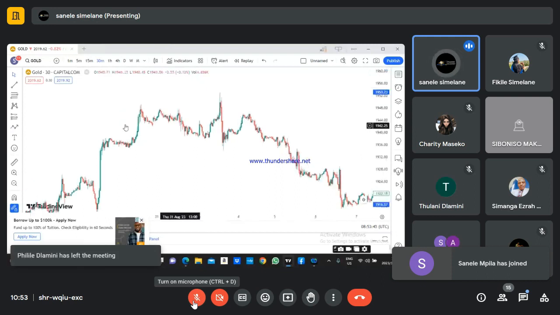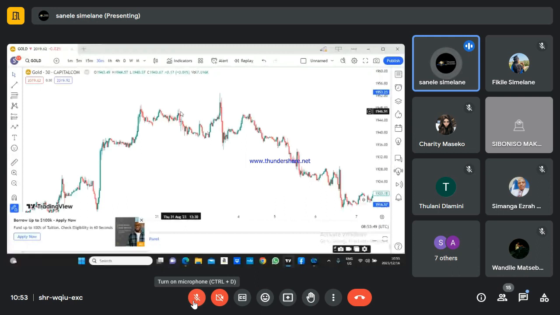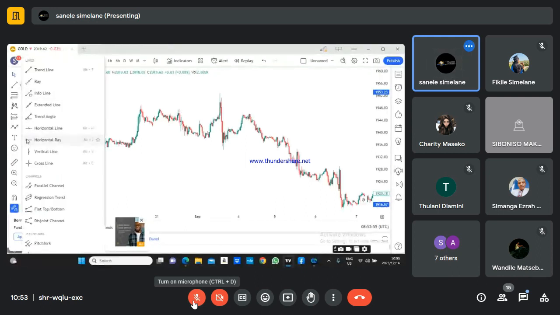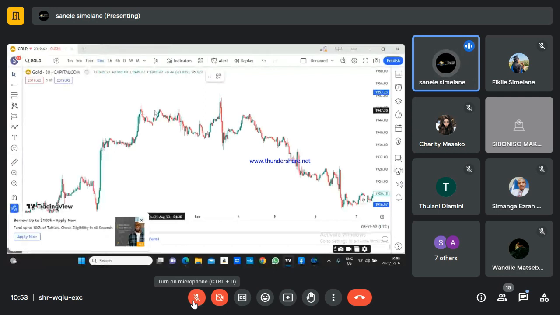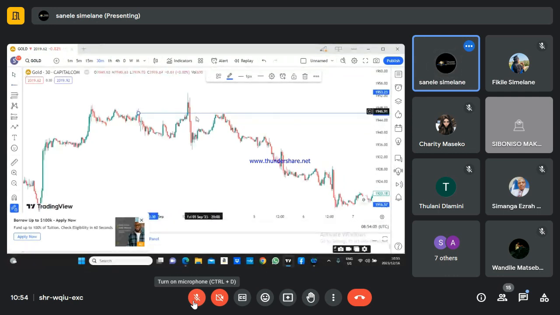Right here, this is the head and this is the shoulder. Even if you make these shoulders, that's still fine. So you come here, you do your thing. Make sure that you place, most of the time we don't use the wicks, more especially on short time frames. So we don't use the wick.